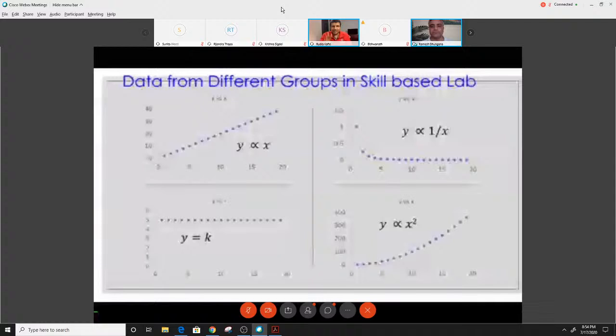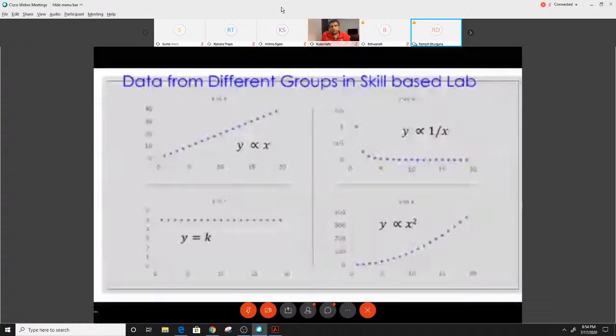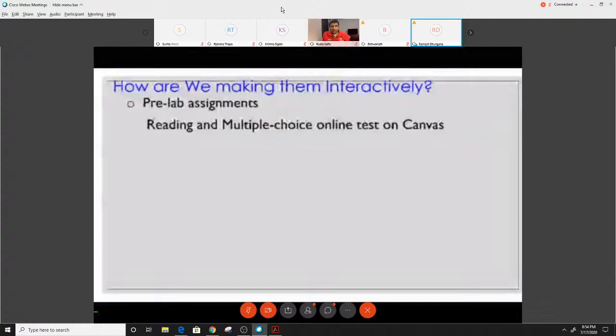They model it. And then they all come together, combine their models, and come up with the empirical relation. Once that is done, they retest their model, to see if that model works, by designing another experiment.